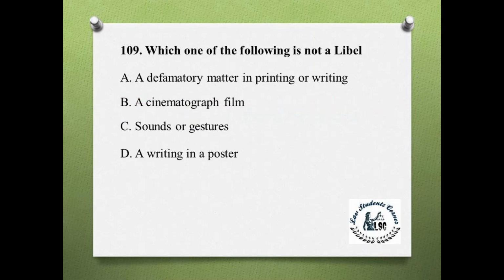Question number 109. Which one of the following is not a libel? Option A defamatory matter in printing or writing, option B a cinematograph film, option C sounds or gestures, option D a writing in a poster. Correct answer is option C sounds or gestures.